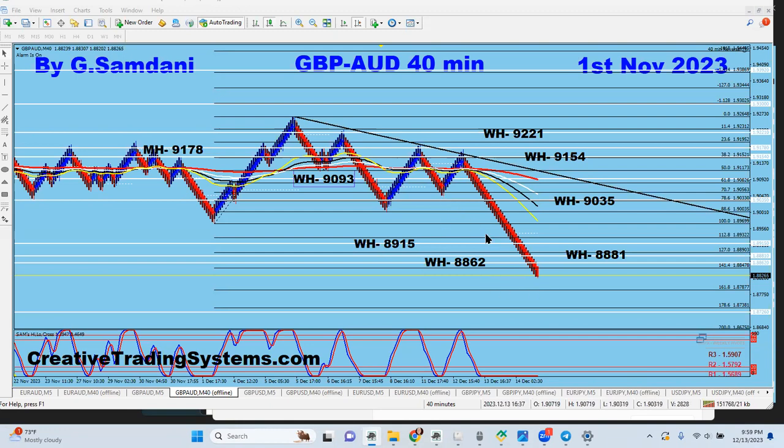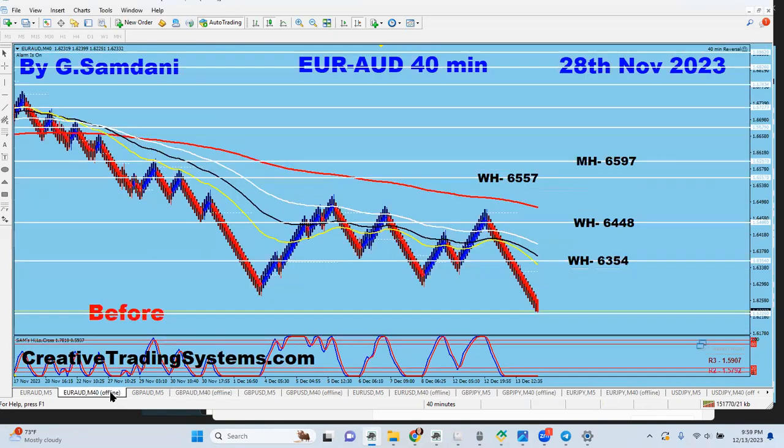That was Pound-Aussie. And similarly, Euro-Aussie. The Euro-Aussie chart was this. We were here yesterday, 64.48. You can watch the previous video, you will see what I'm talking about. So after the reversal candle, look what happened to it, right? So right now, this level is 62.25.